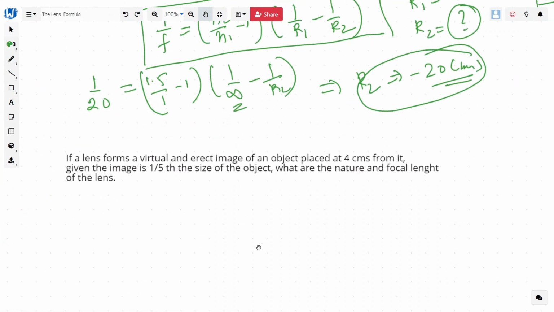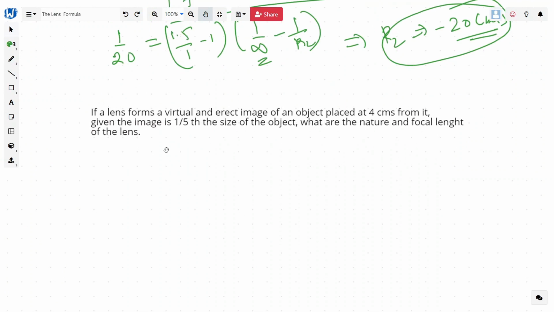Moving to the next problem. If a lens forms a virtual image, an erect image of an object placed at 4 centimeter from it, given the image is 1/5 the size of the object, what is the nature and the focal length of the lens? Now again, it is like the mirror problem we did, right? So we do not know what kind of lens it is, right? So it could be a converging lens or a diverging lens. We do not know about that, right? We need to find that. It forms a virtual and erect image of an object placed at 4 centimeter from it, right?